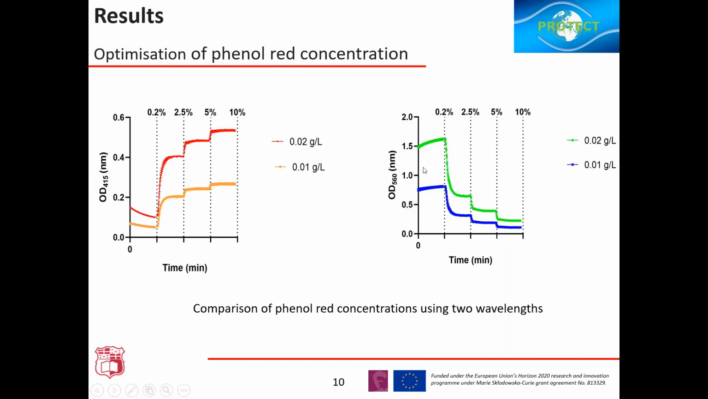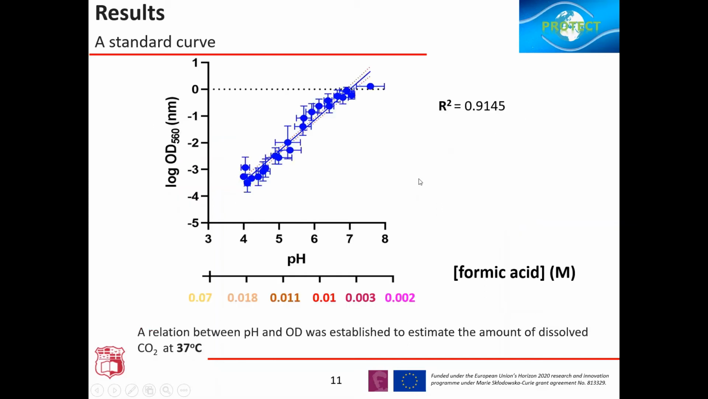Having optimized the concentration of phenol red, we proceed to the next step, which is the generation of a standard curve using the OD and pH readings of the formic acid at 37 degrees. The curve has an R squared of 0.92, and it's a good value. As we can see, when adding less formic acid, the color of the solution is between pink and purple. The pH was between 7 and 8, and the OD readings were higher than at lower pH.